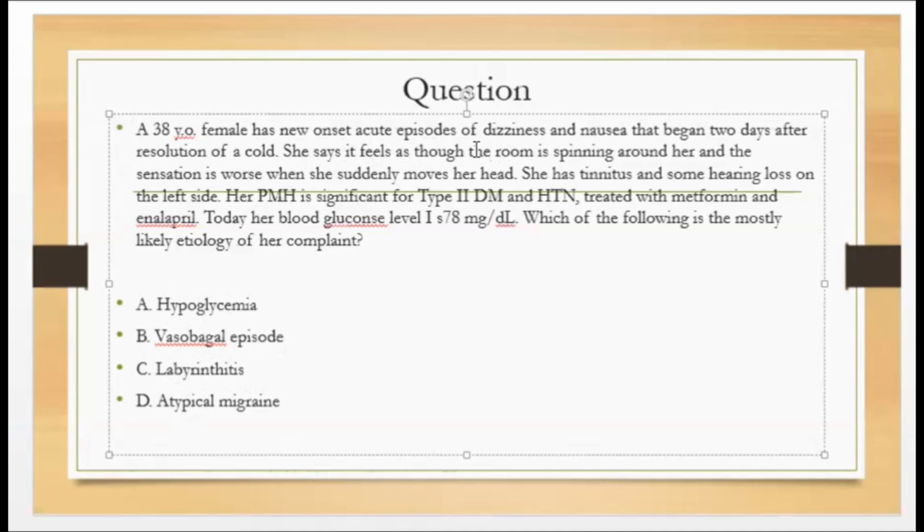She says it feels as though the room is spinning. Other places you're going to see this are Meniere's disease patients, who will have ringing in their ear, or BPPV, benign paroxysmal positional vertigo. That is where you can see all those things. But the buzzword here is that it feels as though the room is spinning around her, and it gets worse when she suddenly moves her head. That is the buzzword.